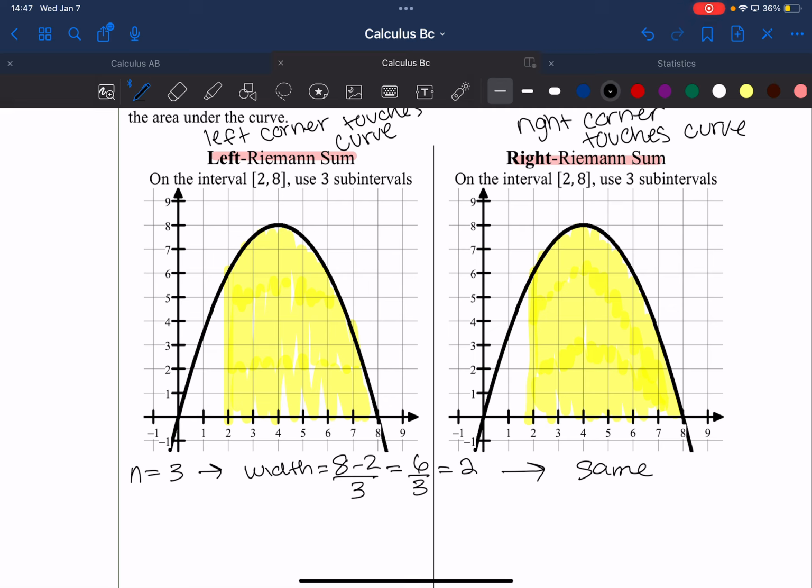Okay. So for the left Riemann sum, remember only the left side of the rectangle is going to touch, which means we're going to look at the left side of the interval first, which starts at 2. So we're going to use 2, and then since it's a width of 2, we're going to go to 4, and then we're going to go to 6. The reason why we stop at 8 is that rectangle would end up going past that curve, so we don't need to include that. Once we have those values, those are the points that are going to be on our curve.